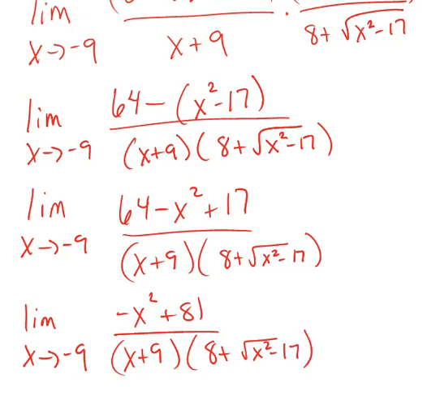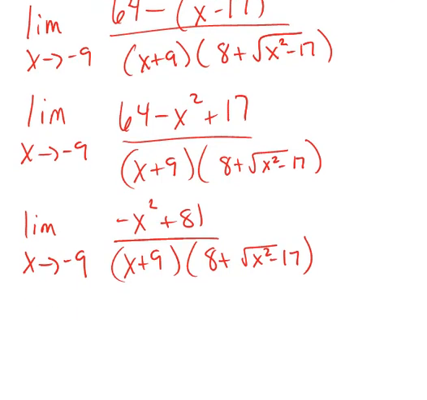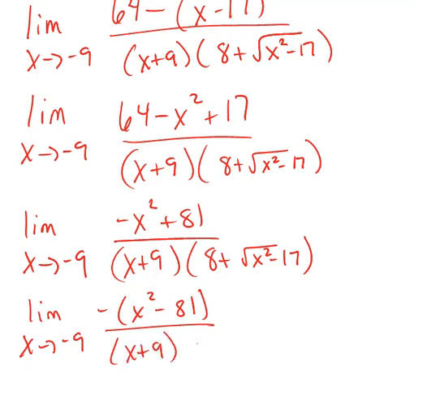Now, hopefully, you recognize this as the difference of two squares. You could write that as 81 minus x squared if it felt better to you. Or you could factor the negative one out. How about we do it that way? Because that seems to be real familiar. So x squared minus 81, that's the difference of two squares. That's x plus 9 times x minus 9. That's how that factors.